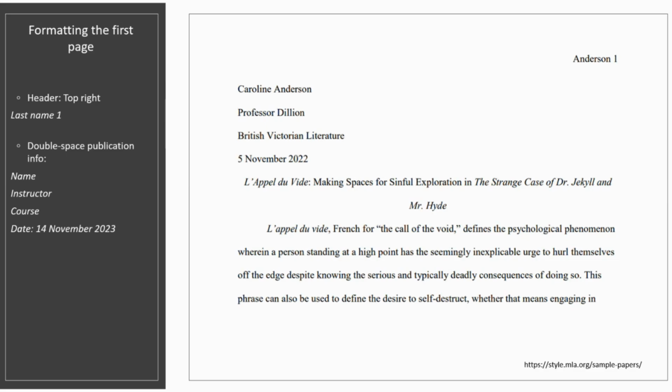And next you'll list 4 items on the left-hand side. Your name, your instructor's name, the name of the course, and the date formatted as day, month, year, without any punctuation. Now, it may be tempting to add extra information like your student ID number or the assignment number, but all that's included in MLA format are these 4 items. So only include these 4 unless your instructor asks for something else.